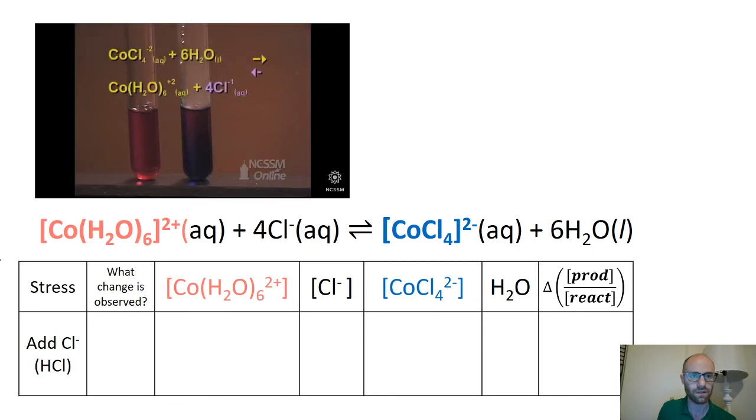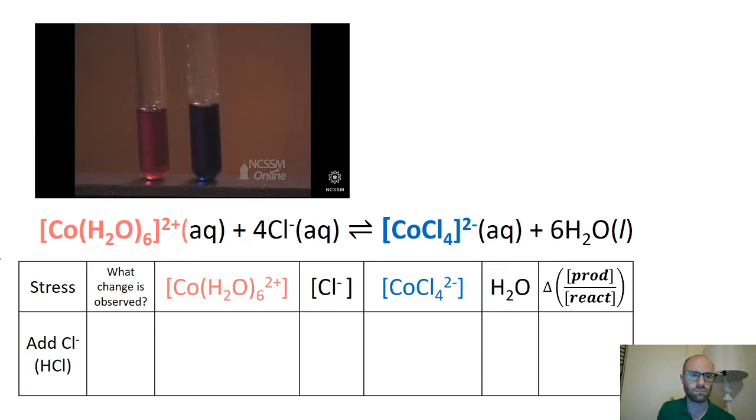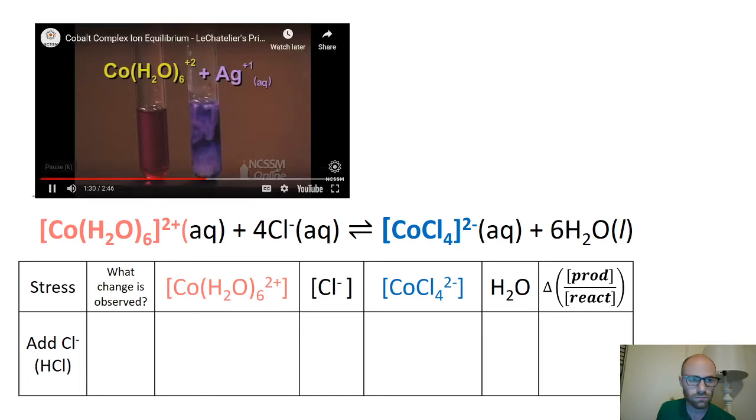The hydrochloric acid provides a source of chloride ion. As we increase the concentration of the product, the equilibrium shifts in the reverse direction to use up the added chloride ion. We will now add some silver nitrate solution to the cobalt chloride complex ion.